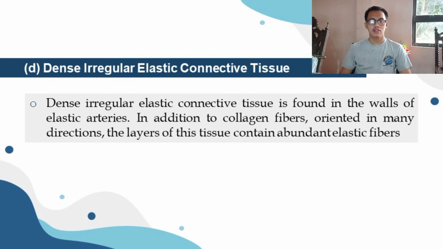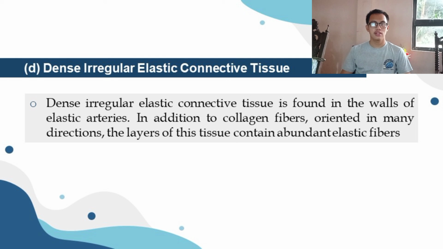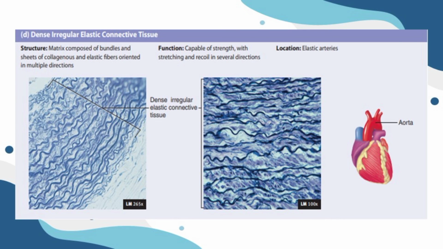Next is the dense irregular elastic connective tissue. This tissue is found in the walls of elastic arteries. In addition to collagen fibers oriented in many directions, the layers of this tissue contain abundant elastic fibers. Here's an image of a dense irregular elastic connective tissue.